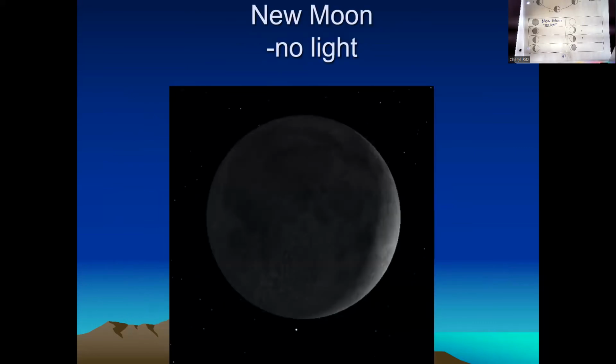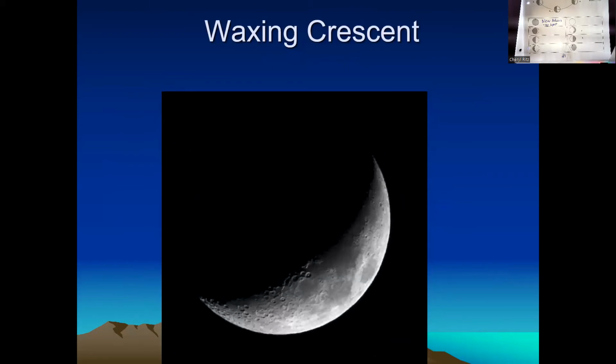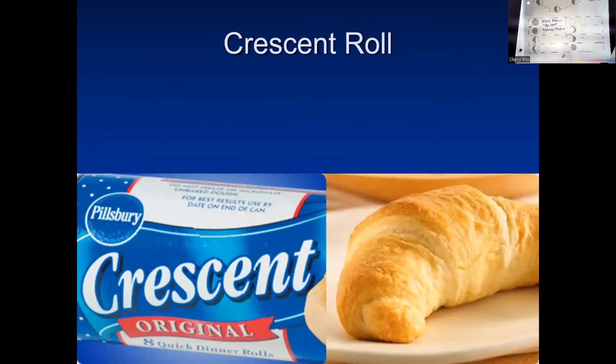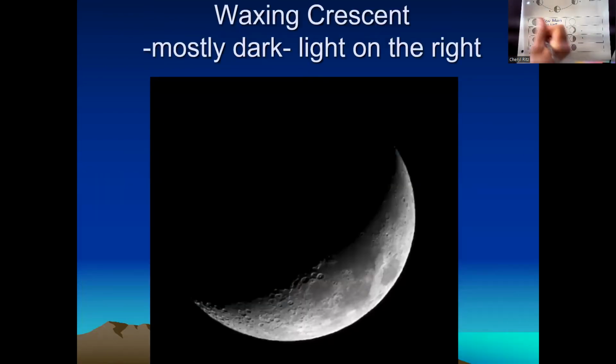Then the next one down, moon number 2, where you see, like Cynthia mentioned, it's only a fingernail of the moon. I call it a smiley face. This is a waxing crescent. So go ahead and label that box waxing crescent, and we'll put the notes that go with it. Why do I have a crescent roll here? In case people forgot what shape a crescent is. When you cook these crescent rolls up, you can see they're in that slightly C shape. The notes for the waxing crescent are mostly dark with the light on the right.